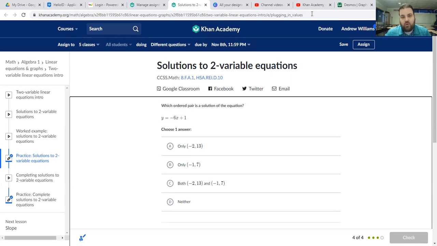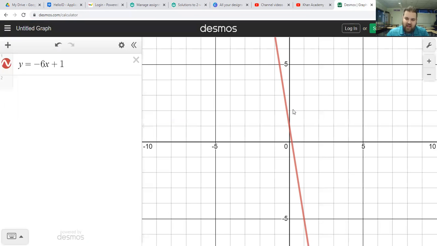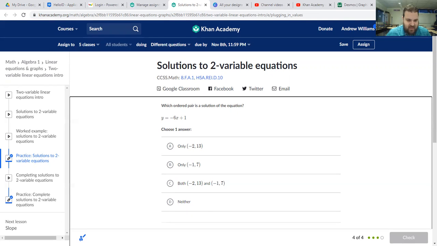In order for an ordered pair to be a solution to an equation, when that ordered pair is plotted on the coordinate plane, is it on the line or is it not on the line? If it's on the line, it is a solution. If it's not on the line, then it's not a solution. So when they say is something a solution, what they're really saying is, is it on the line of this equation right here? In order for it to be on that line, basically what that means is when you plug in the x value and you plug in the y value, you end up with a true statement.